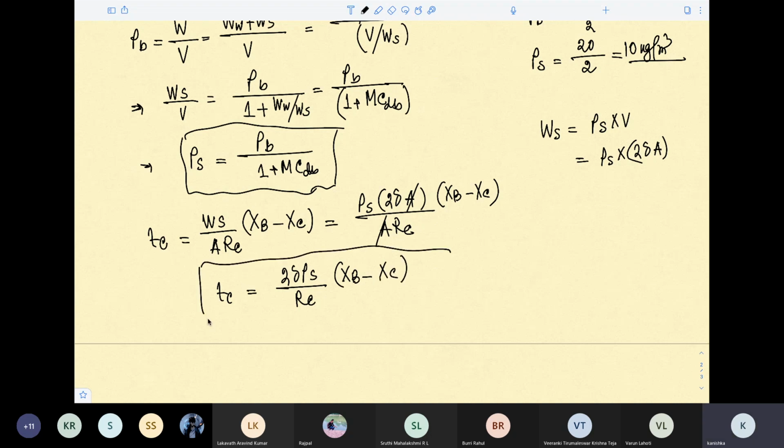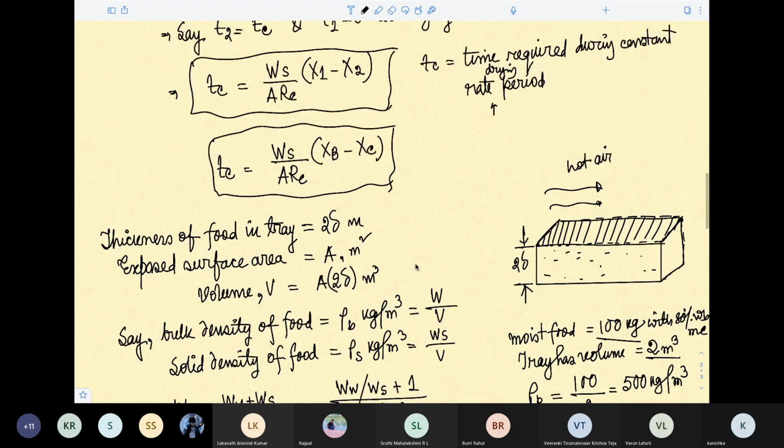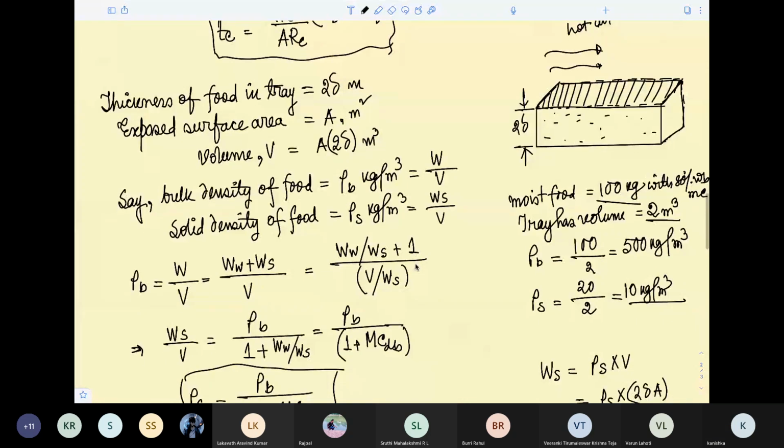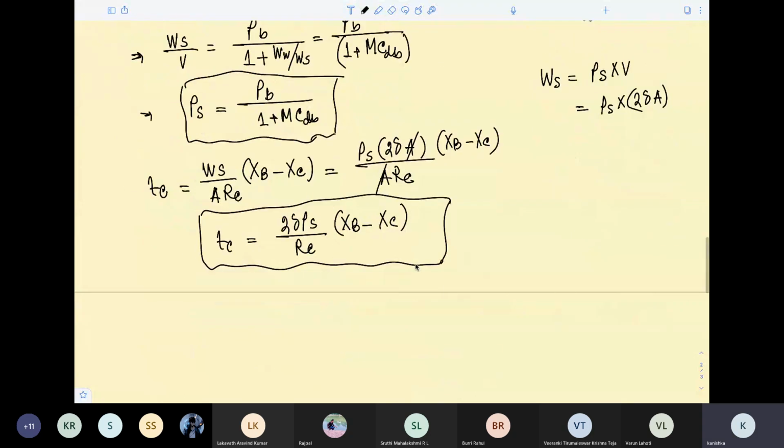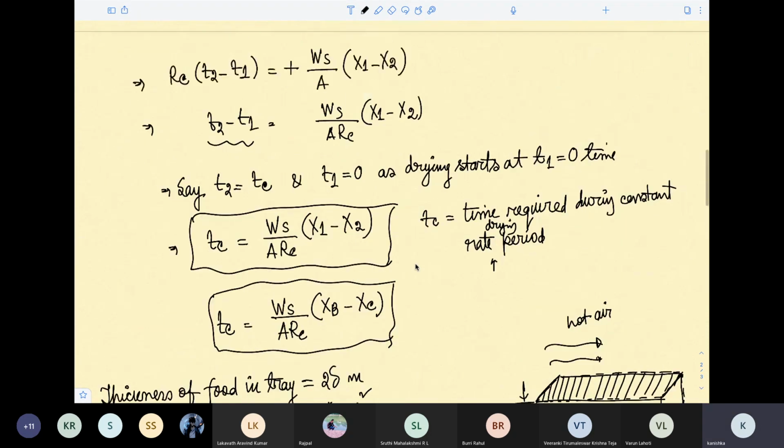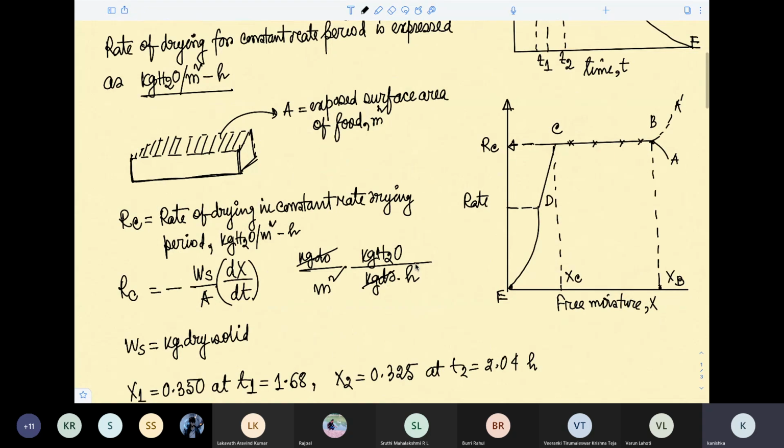Any question? No, sir. Okay. All right. So now we know what is the expression to calculate the time using the rate of drying during the constant rate drying period. Now we will move.